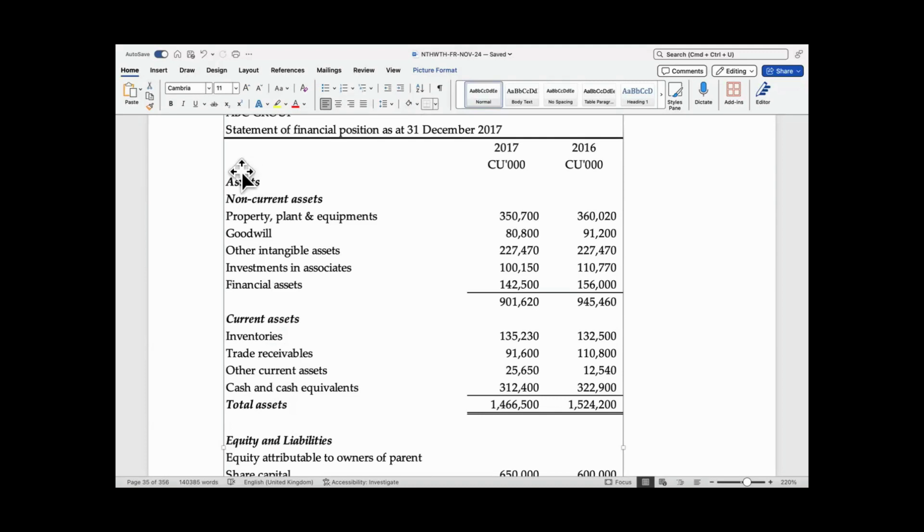So for this asset section, the only observation here is that you will see that the asset is classified based on current, non-current, and the non-current is starting first. Okay. All right. So somebody wants to ask a question, please ask.